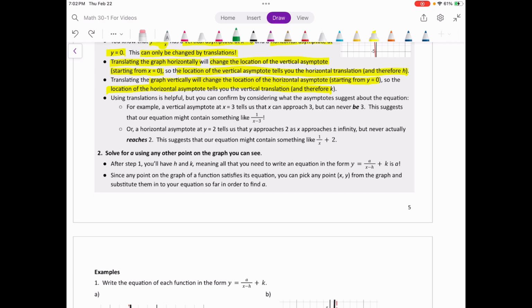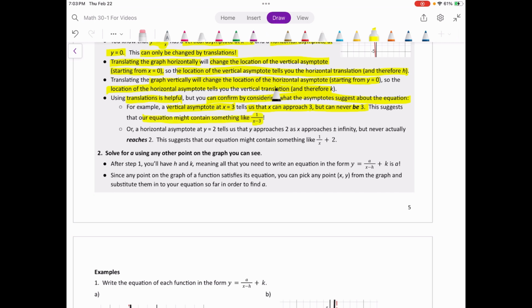All right. Also, the asymptotes are great. The translations work really well, but when in doubt, you don't have to be a graph-only person, right? You can rely on whether the equation makes sense. You can confirm by considering what the asymptotes suggest about the equation in the first place, right? For example, a vertical asymptote at x equals 3, what does that tell us? It tells us that x can approach 3, but can never be 3, right? That suggests our equation might contain something like 1 over x minus 3, right?